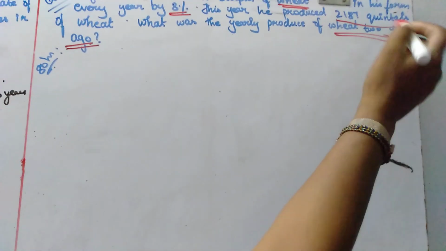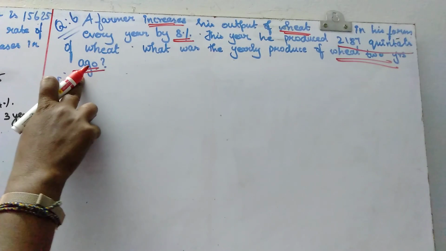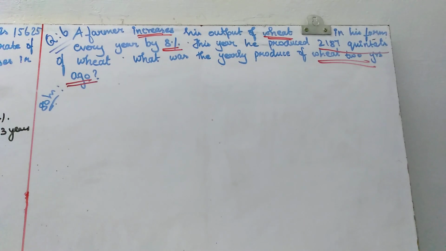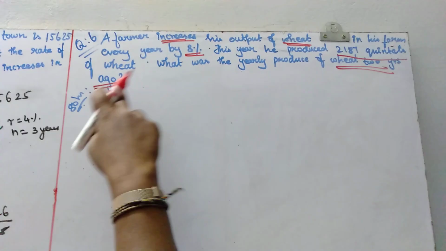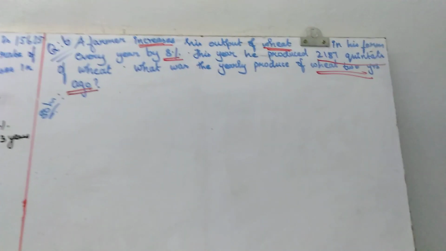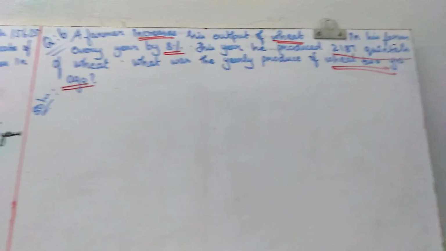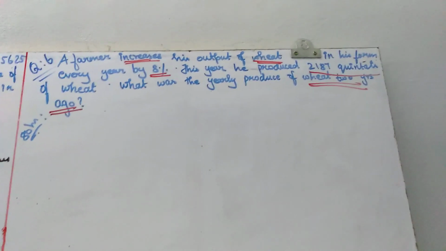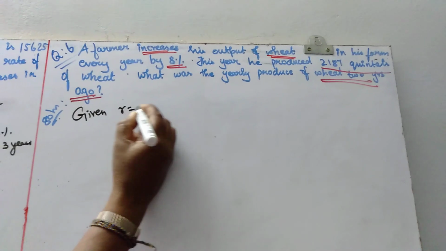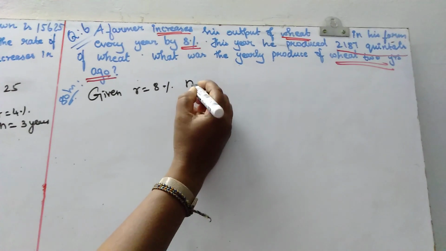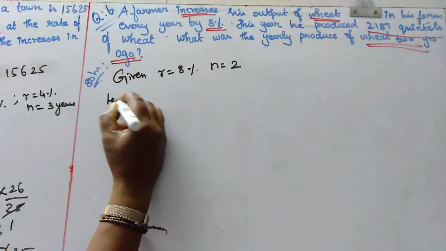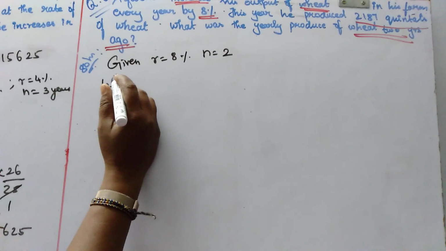Okay, 2 years ago. Ago means we want to use V as the present value. We want to keep it in our mind. This 2 years ago means that V is the present value. Okay, so what is given? Let us write here: given R is equal to 8% and N here is 2, right?